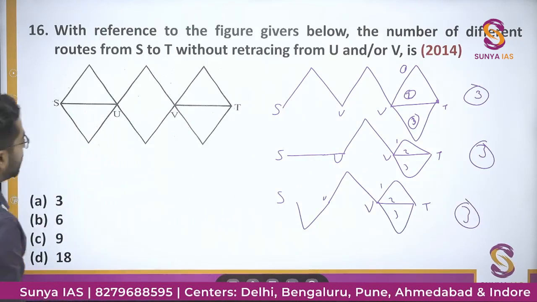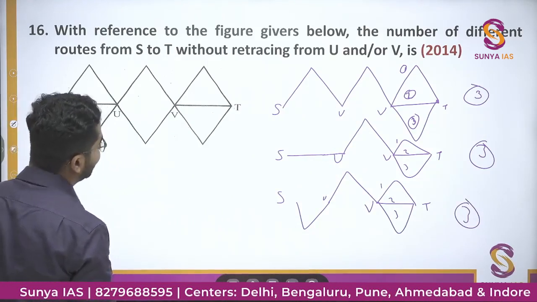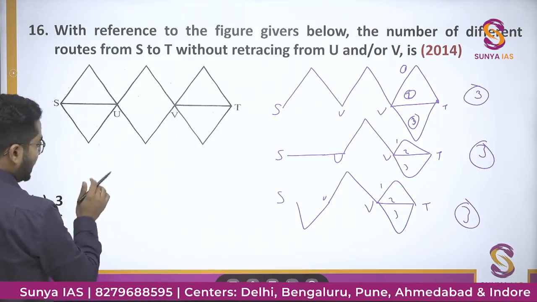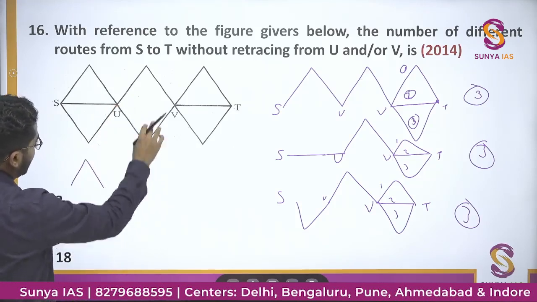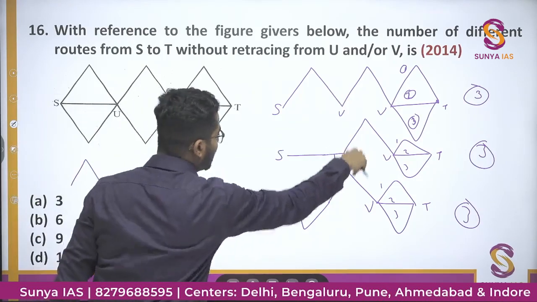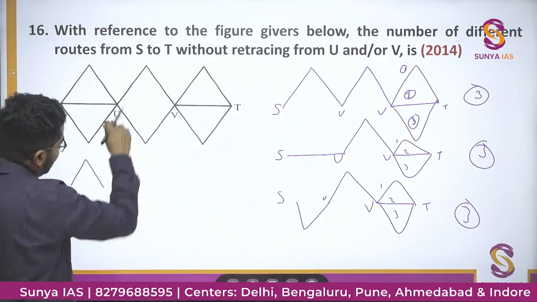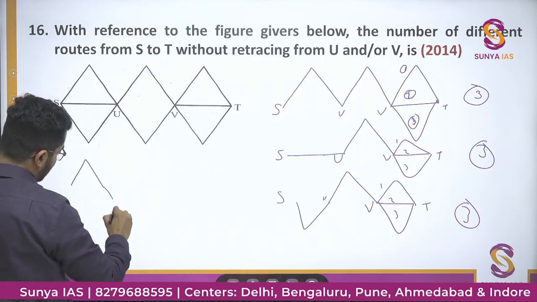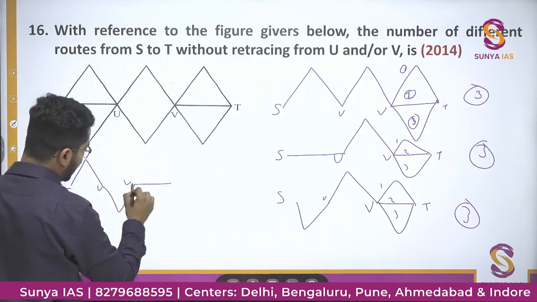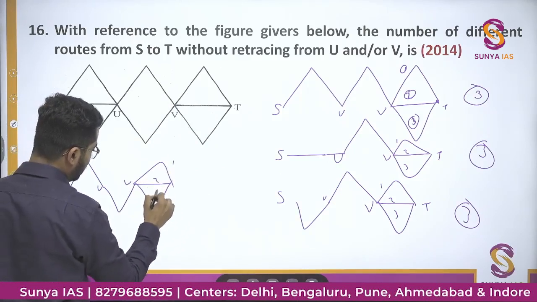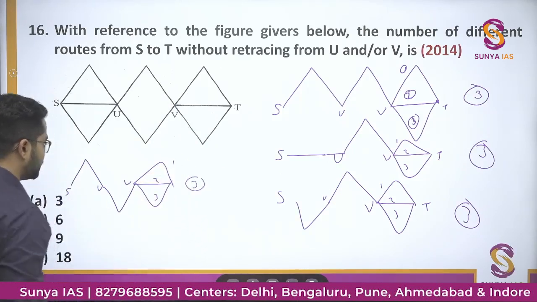Now, if I see, I take S again like this, and now I take U as this, okay, we have covered all these upper routes. Now we can take this bottom wala route. So this is U, this is S, this is V, and then again I can take three routes. 1, 2, 3. There are three such routes. This is T.